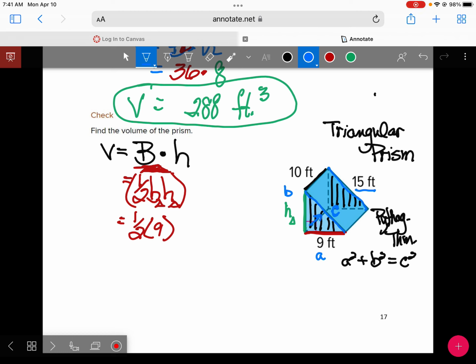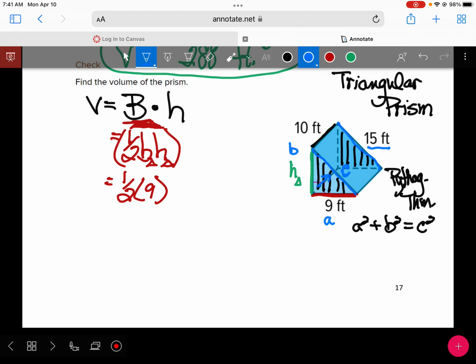Okay, guys, I really need you to look at this. People are still having a lot of difficulty with the Pythagorean theorem. So my a value is 9. Substitute 9 in there. My b value is what I'm looking for, so I don't have that value. I'm going to leave it as b. And c, the opposite side, is what's here in blue, 15.